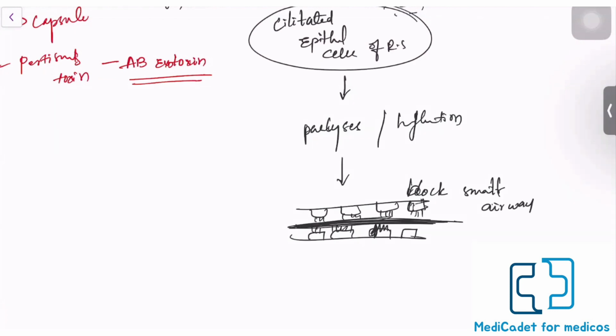Okay, when you block small airways, what will you have? You're gonna have cough, pneumonia. Okay, since you're not having enough perfusion, you'll have cyanosis.